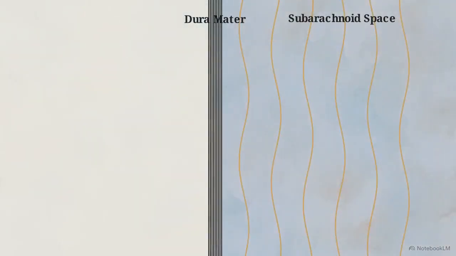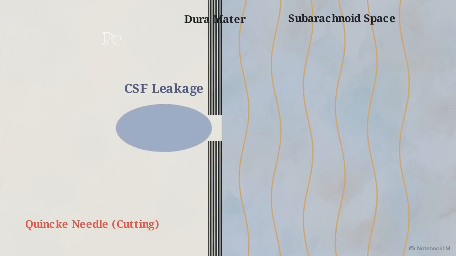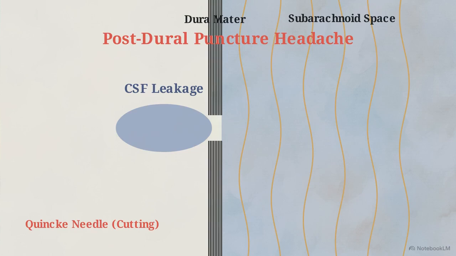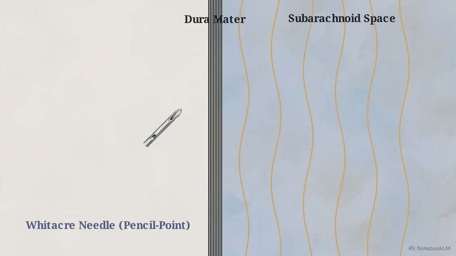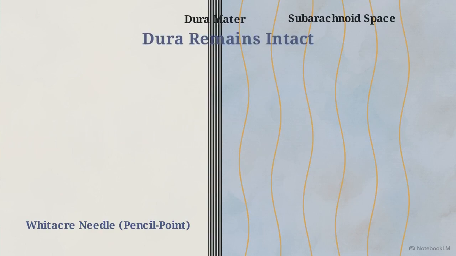Spinal anesthesia accesses the subarachnoid space. A cutting Quincke needle severs dural fibers, creating a rent that leaks cerebrospinal fluid. This causes a severe post-dural puncture headache. Conversely, a pencil-point Whitacre needle gently separates the fibers, elastically closing upon withdrawal and vastly reducing leakage.